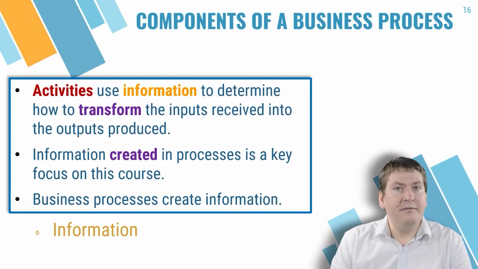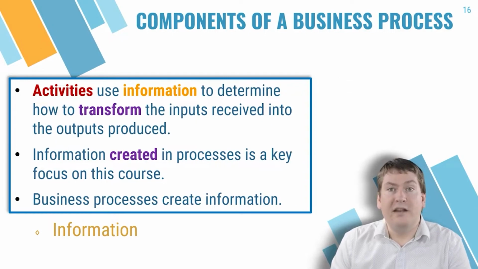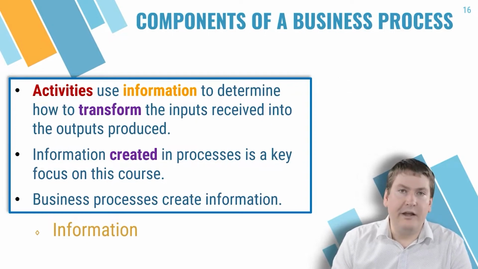And last, but definitely not least, is information. Activities use information to determine how to transform inputs into outputs. Information is the number one resource for making good decisions for your company, and as such is a key focus of this course and information systems as a whole. As I mentioned before, all business processes create information, or at least they provide the opportunity for information to be created. Whether your company is tracking that data and transforms it into good information is a completely other matter.